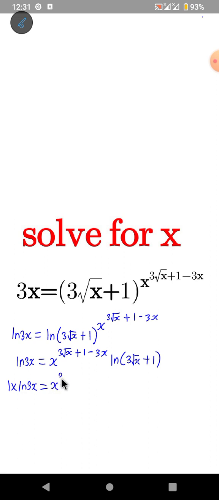All equal to x raised to the power of 3 root x plus 1 minus 3x, then ln 3 root x plus 1. Now my next step will be to compare both sides of this equation. Now I will say that this one is equal to this x raised to the power of 3 root x plus 1 minus 3x. So we write 1 equal to x raised to the power of 3 root x plus 1 minus 3x.